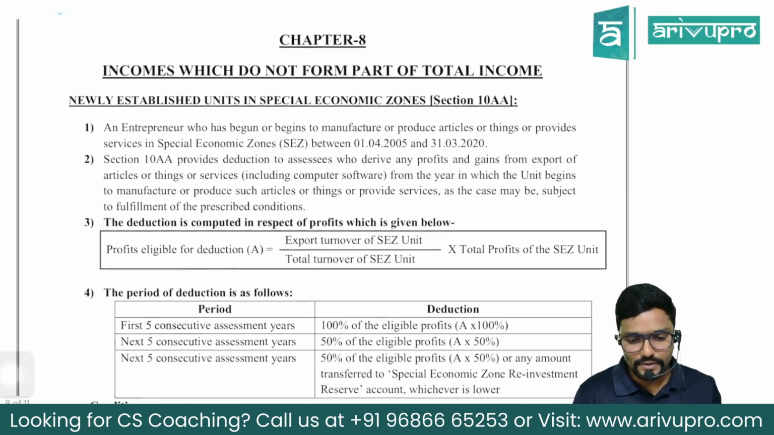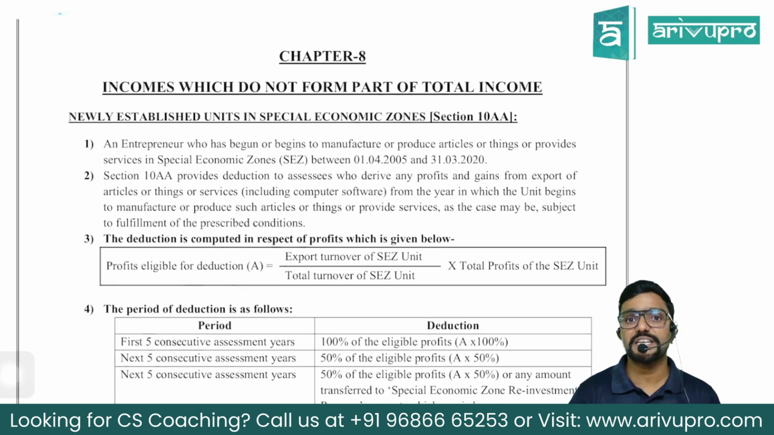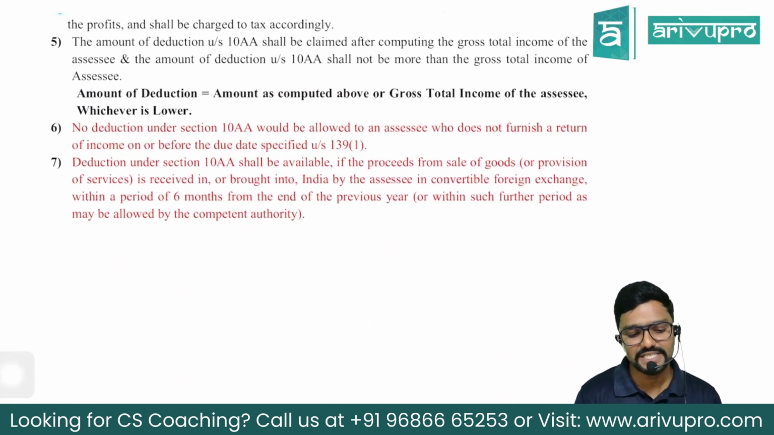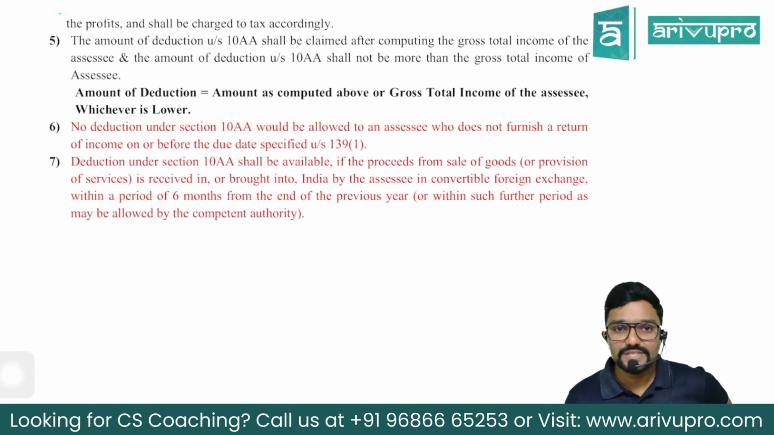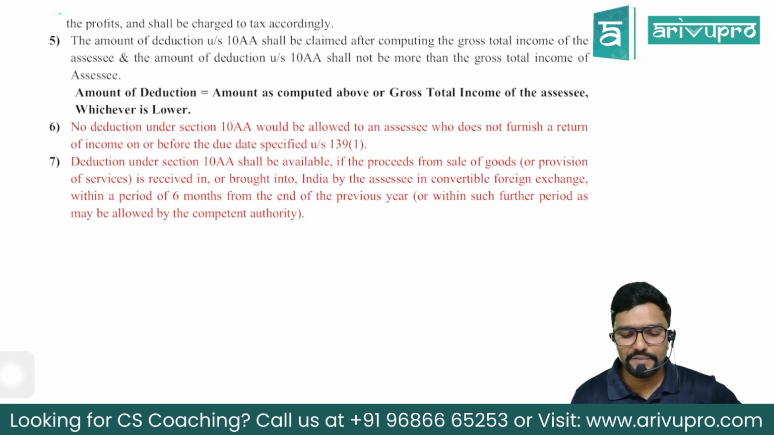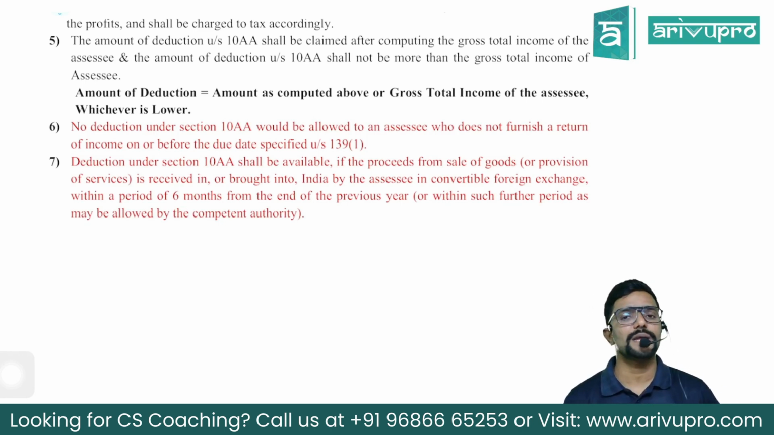Next change is with respect to chapter 8, that is incomes which do not form part of total income, in simple terms exempt income. There, guys, section 10AA, the deduction available with respect to export profit, has a couple of additional points, the 6th and 7th, which I have highlighted in red. The 6th one: no deduction under section 10AA would be allowed to an assessee who does not furnish a return of income on or before the due date specified under section 139 subsection 1. So if you want to claim deduction under section 10AA with respect to your export profit, you have to file the return within the due date.